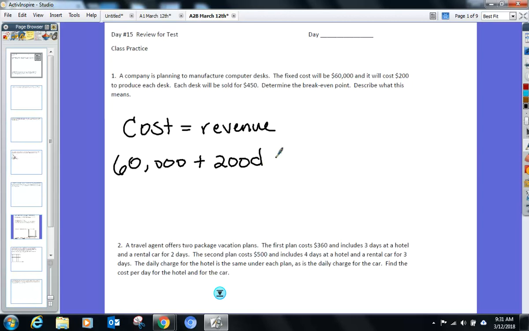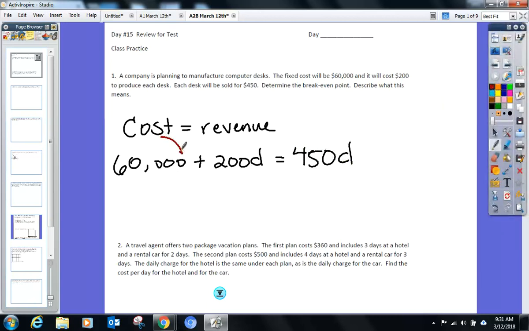When is that equal to my revenue, the money I bring in? How much am I selling these desks for? $450 a desk. There it is. My cost equal to your revenue. And then at the end, I do describe what this means. When you find d equals, what's that going to tell you? If I sell 1 more than what I find, that's going to make me a profit. If I sell 1 less, that's going to cost me money, a loss of money.